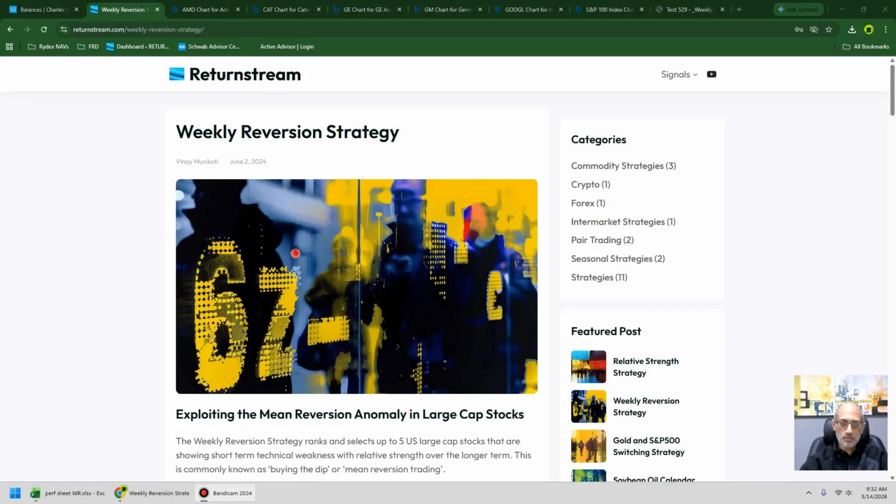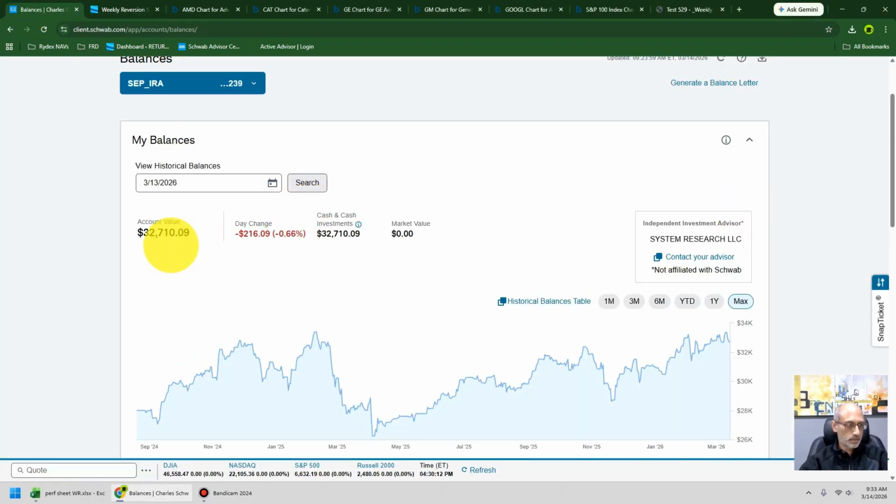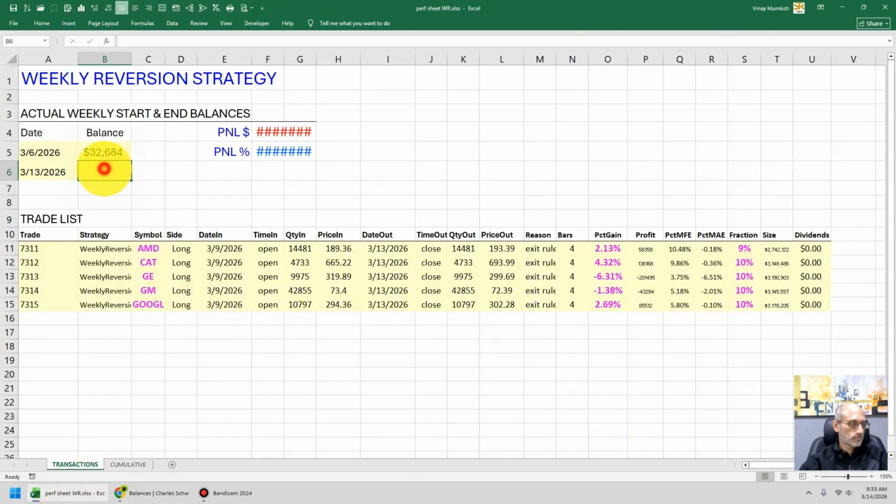This is the performance summary for the weekly reversion strategy for week ending March 13th. Let's start by inputting the current balance in the account. So it didn't make a whole lot. I made $26 last week, which is a percentage gain of 0.08%. That's not too bad given all the volatility.